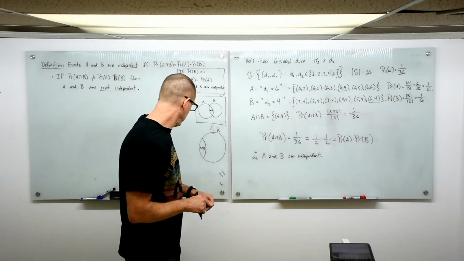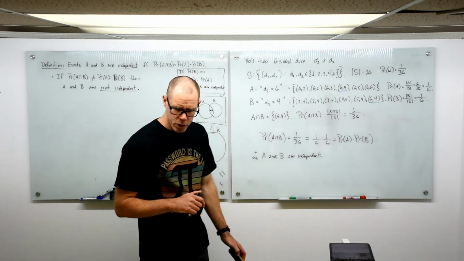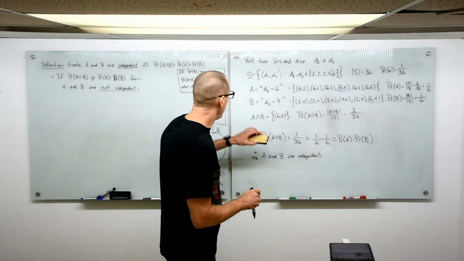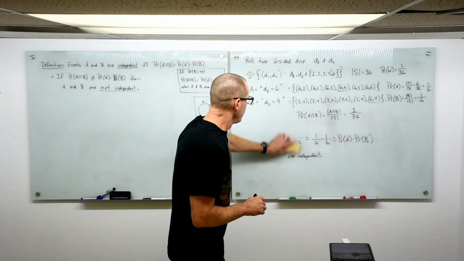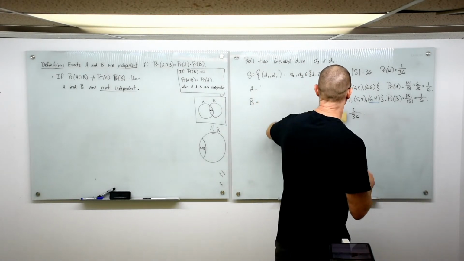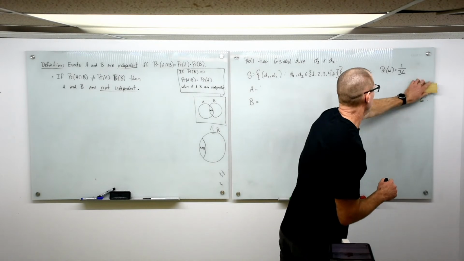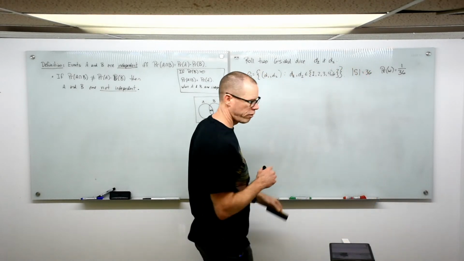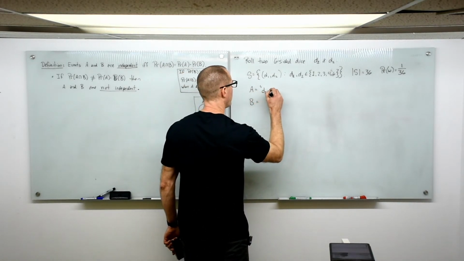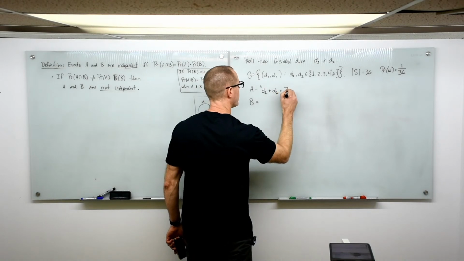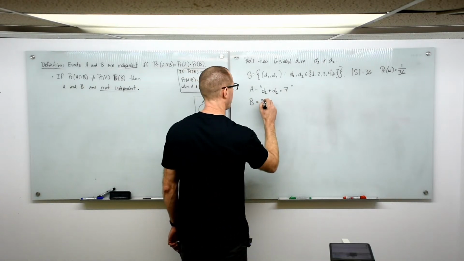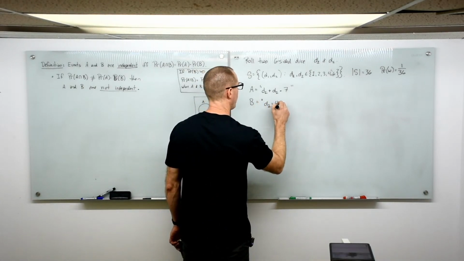Let's keep testing these definitions. Let's try another example of 2 events. This time, let's take A to be the event D1 plus D2 is equal to 7, and B to be the event D1 is equal to 4.